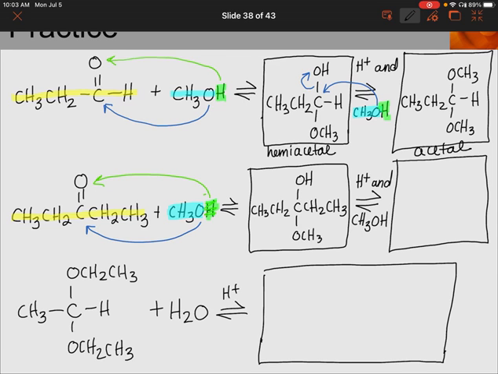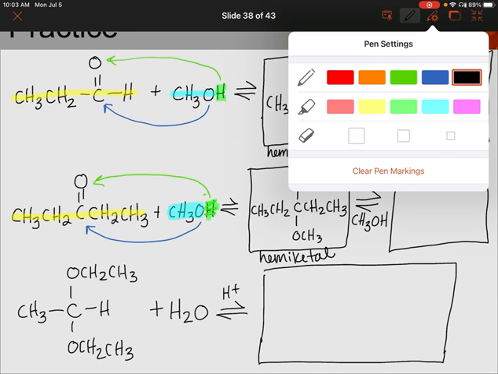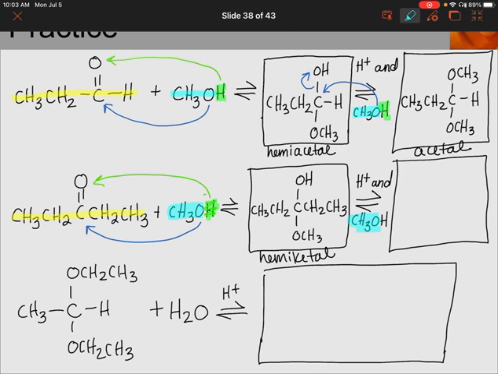And what would this intermediate be called? Hemiketal. Okay, and then if we add another alcohol, that's going to come in and kick out the OH. All right, and what is that final product called? A ketal molecule.